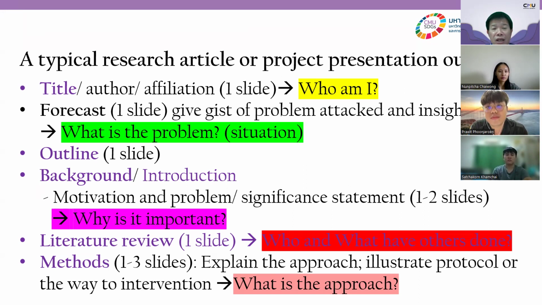Under our faculty. Outline, one slide, with the learning outcome. Background or introduction, motivation or the problem or significance statement, one or two slides. Why is it very important? It's important because something is lacking. We need to bridge the gap, because the previous work did it like that, but it is very rare or very limited in Thailand. This is why we do it.